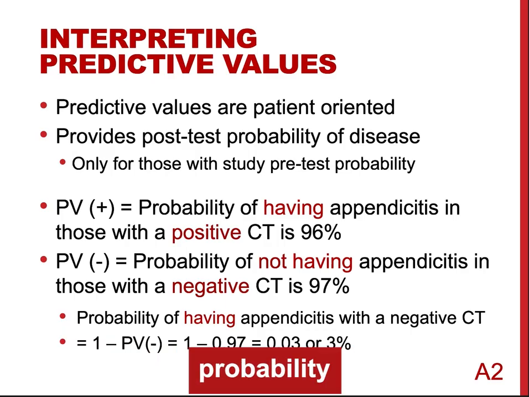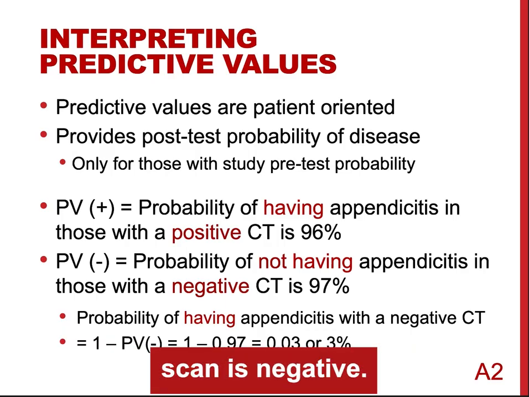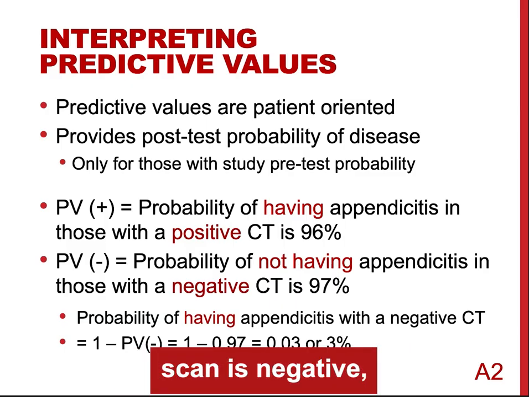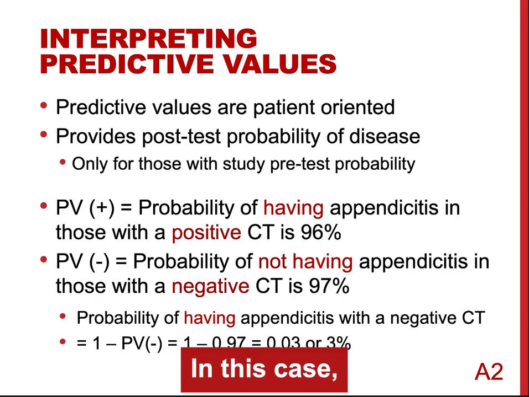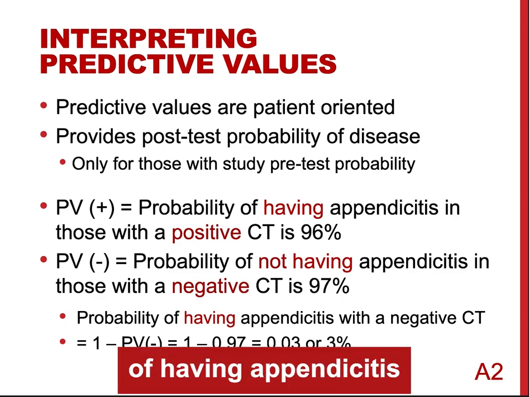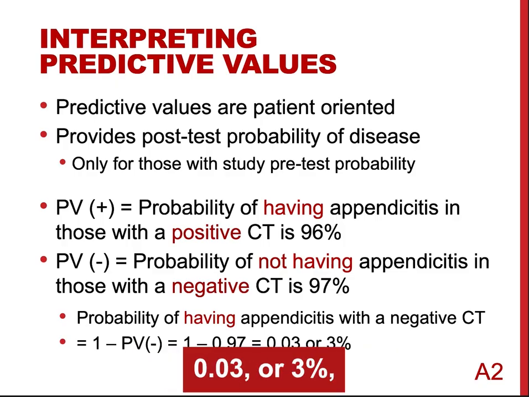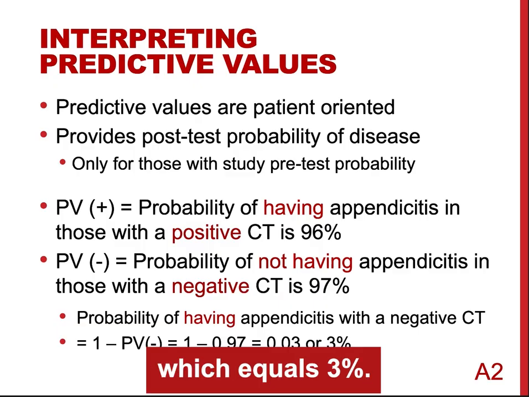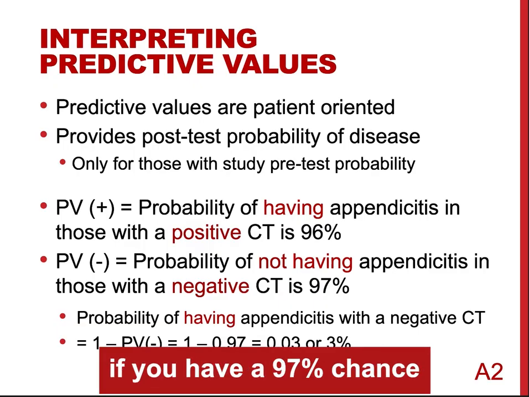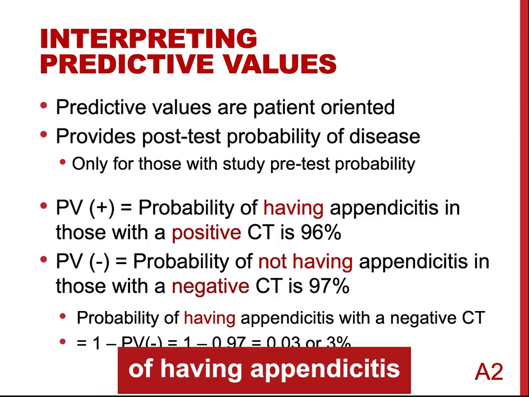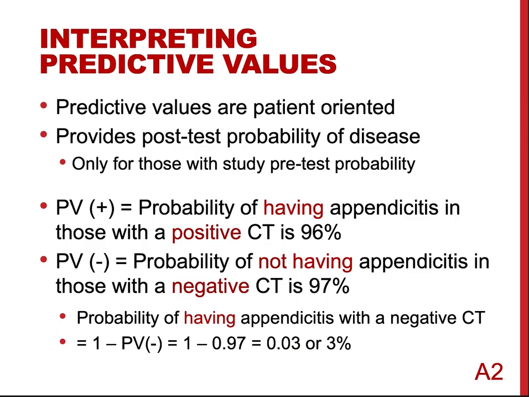We want to know the post-test probability of having appendicitis if the CT scan is negative. To get that, subtract the predictive value of a negative test from 1 or 100%. In this case, it is 1 minus 0.97, which equals 0.03 or 3%, or 100 minus 97%, which equals 3%. This makes sense. If you have a 97% chance of not having appendicitis if the CT scan is negative, then you have a 3% chance of having appendicitis if the CT scan is negative.